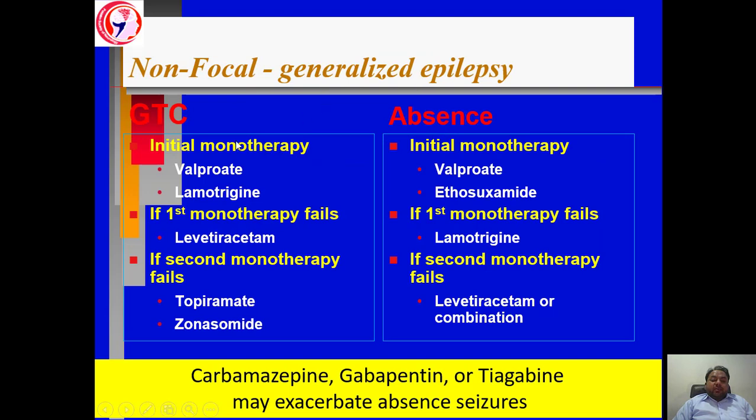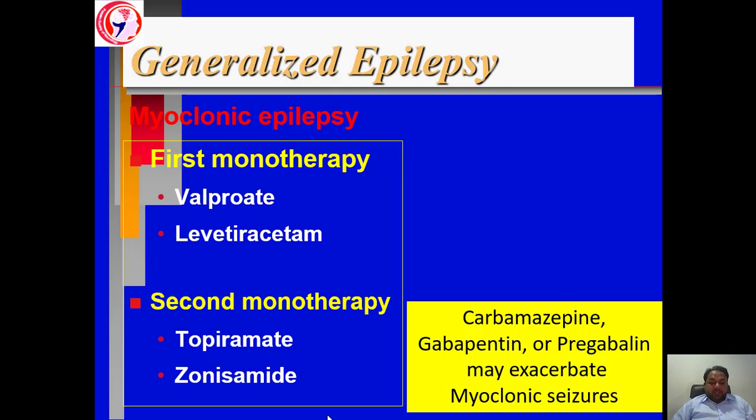Non-focal generalized epilepsy, generalized tonic-clonic seizures, initial monotherapy is valproate or lamotrigine. If first monotherapy fails, we will add levetiracetam. If second monotherapy fails, we will add topiramate or zonisamide. Absence seizures, the first initial monotherapy is valproate or ethosuximide. If first monotherapy fails, then we can add lamotrigine. One thing to remember is carbamazepine, gabapentin, or tiagabine may exacerbate absence seizures. They should be avoided in absence seizures.